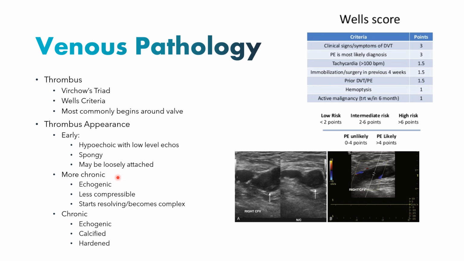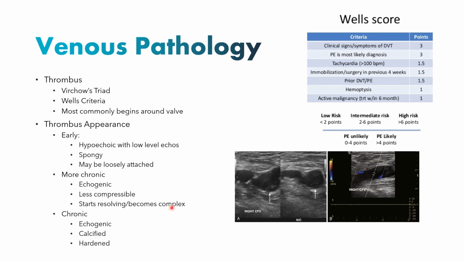As these become more chronic, they're going to become more and more echogenic as they get more developed as a thrombus. They become less compressible, and if they become longer chronic, they can start to break themselves down and become more complex, where you'll have some mixture of echogenicities within it. At that point, if the body is able to resolve this clot, or you have hemolytics or whatever you're using to accomplish that, it may resolve completely.